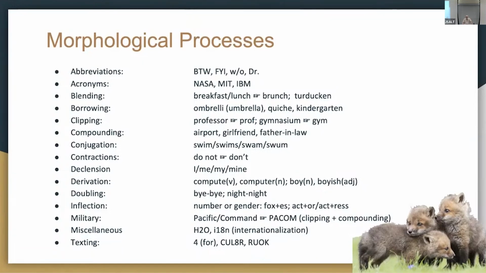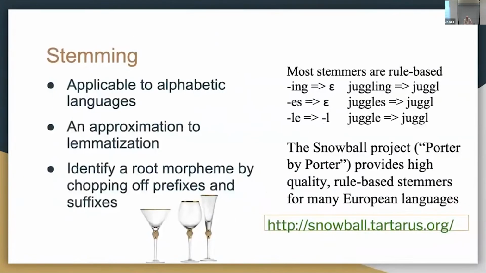And so there are all these other kinds of morphology that you may have to deal with. Old-time systems spent a lot of time figuring out how to handle such morphology. One of the main ways, as I said, was stemming. It's applicable to alphabetic languages. It's an approximation to lemmatization. Lemmatization is finding the actual root of the word. Stemming just fakes that out by chopping off the end. Most stemmers are rule-based. Here's an example of a very simple stemmer that maps juggling, juggles, and juggle to the same term.